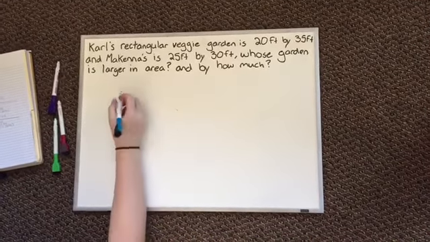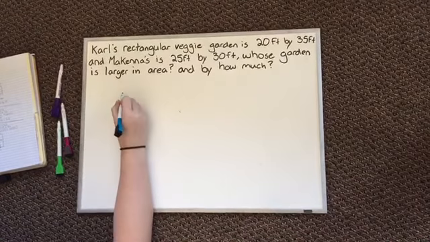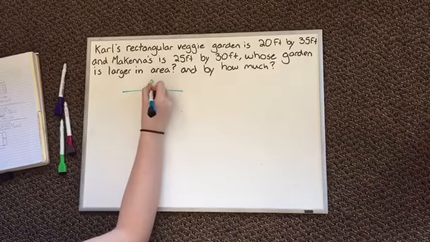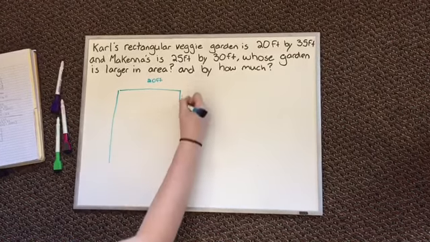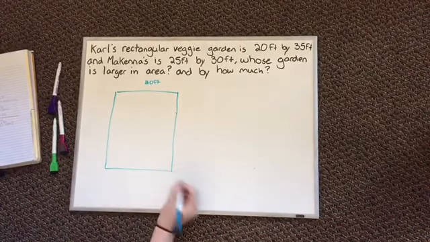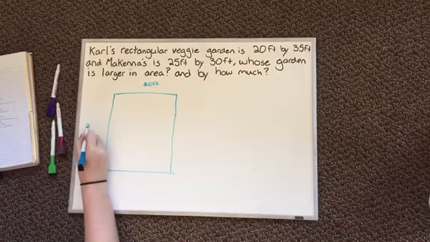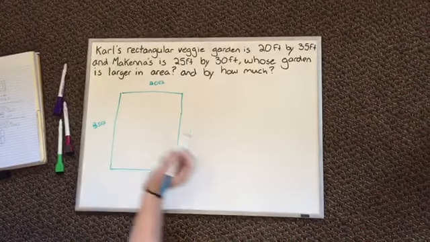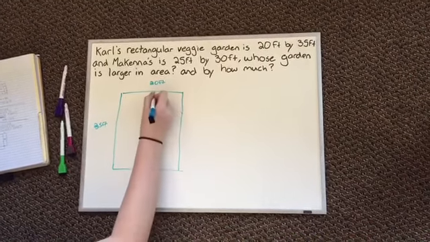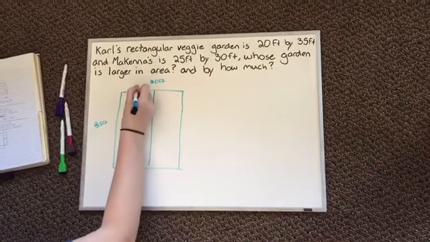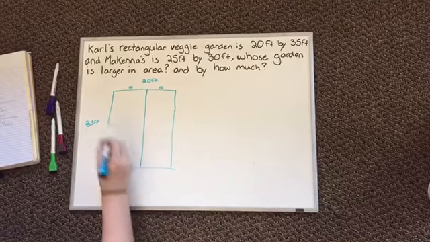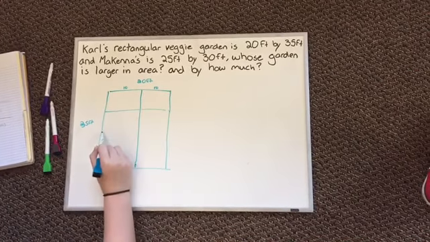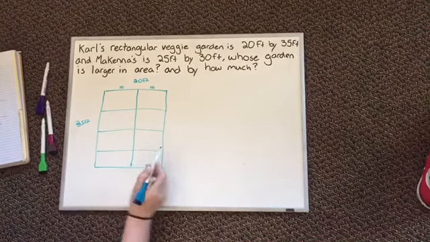So to begin, Carl's garden is 20 feet by 35 feet. So now we can split up 20 easily into 10 and 10. And we'll do the same thing with 35. We'll make 3 10s and a 5.